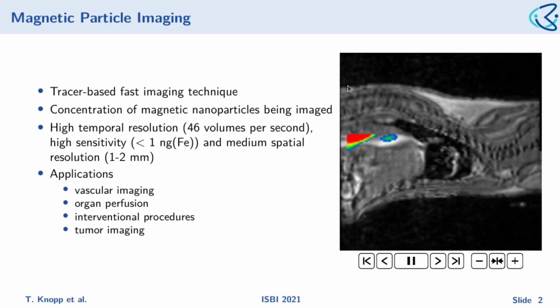Magnetic particle imaging, short MPI, is a tracer-based tomographic imaging modality that allows to determine the concentration of magnetic nanoparticles. It has a very high temporal resolution of up to 46 volumes per second, a high sensitivity in the picomole range, and a medium spatial resolution of about 1 to 2 mm. MPI can be used in a variety of applications, for instance for vascular or perfusion imaging.